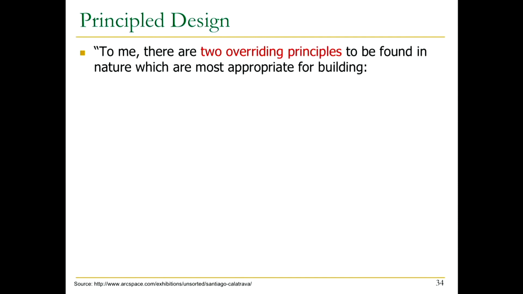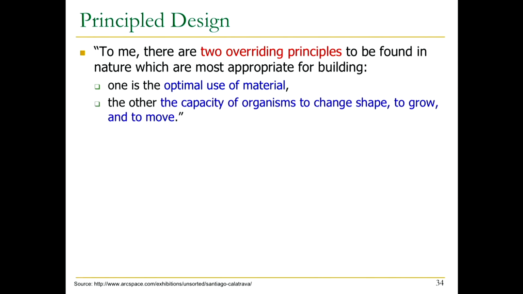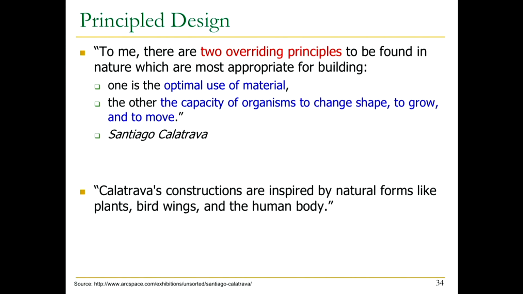Okay, principled design. I think we've talked about this, but let's see this in the words of Calatrava. He says, "To me, there are two overriding principles to be found in nature which are most appropriate for building. One is the optimal use of material, maybe not so well defined, but think about it, it's very efficient. And the other, the capacity of organisms to change shape, to grow, and to move." Maybe that's why he's fascinated with these ribs, right? Because that's what really enables those movements. And other people have said Calatrava's constructions are inspired by natural forms like plants, bird wings, and the human body.